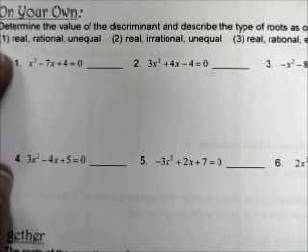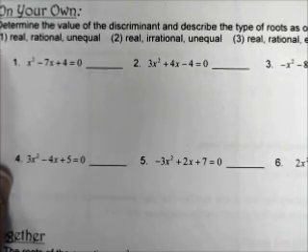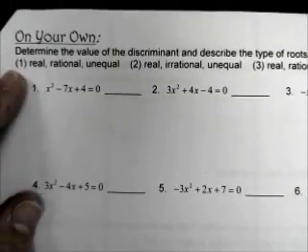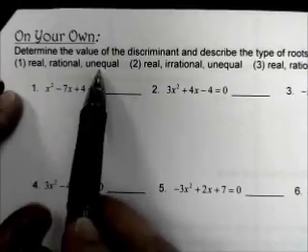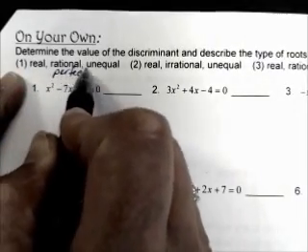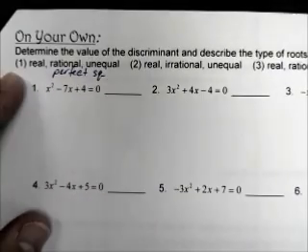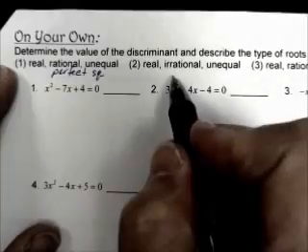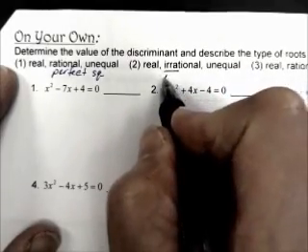1, either real, rational, unequal. 2, real, irrational, unequal. 3, real, rational, equal. Or 4, imaginary. Now, keep in mind, real, rational, unequal, that's when it's a perfect square. Real, irrational, unequal, irrational when it's not a perfect square.